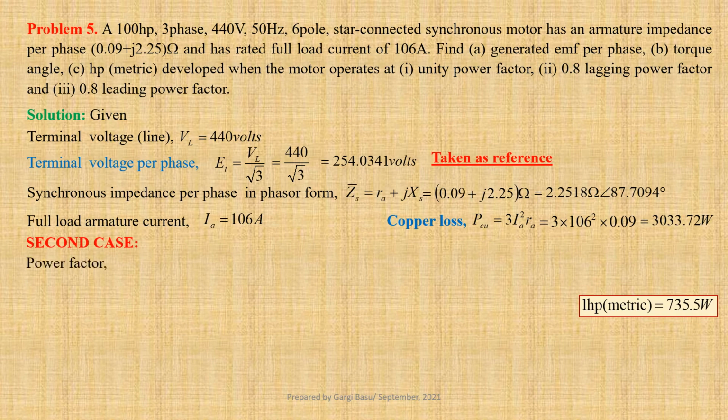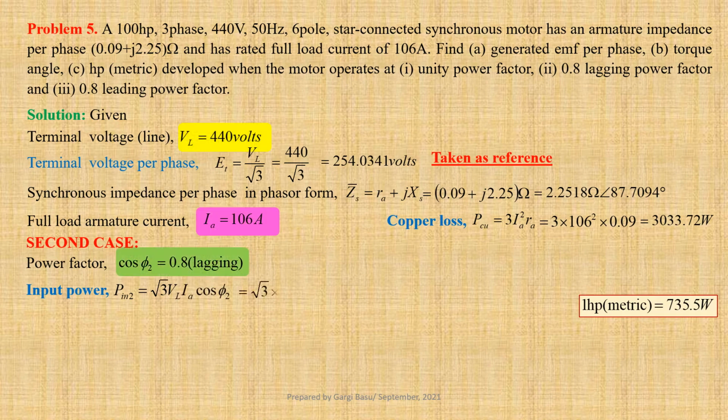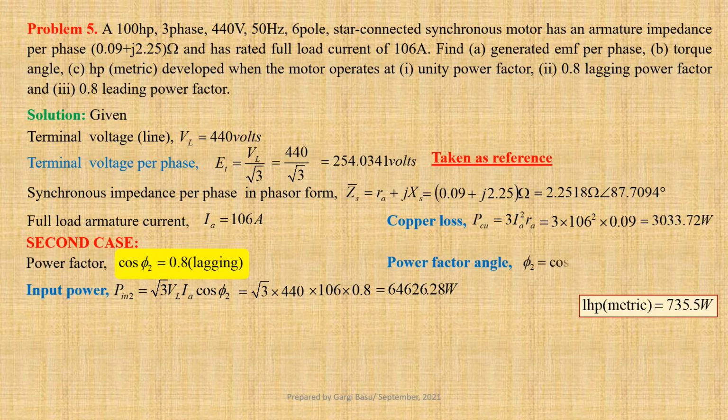Second case, when power factor cos phi 2 equals 0.8 lagging, input power P in 2 equals root 3 times VL into IA cos phi 2. Using values we get root 3 into 440 into 106 into 0.8. That gives us 64,626.28 watts.